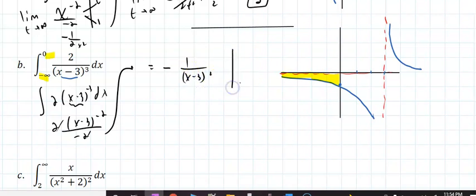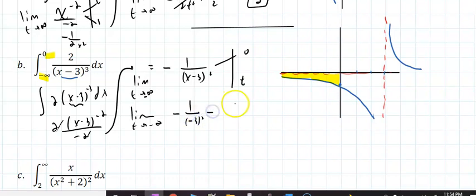Now let's evaluate at t to 0 and take the limit as t approaches, in this case, negative infinity. That's going to be the limit as t approaches negative infinity. Plug the 0 in, negative 1 over negative 3 squared, minus, plug in the t, that would be 1 over t minus 3 squared.